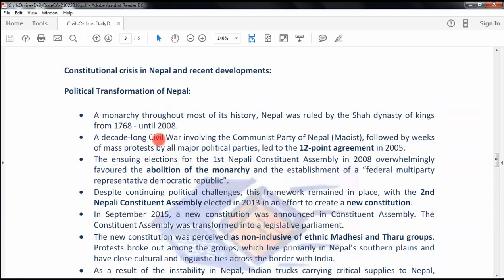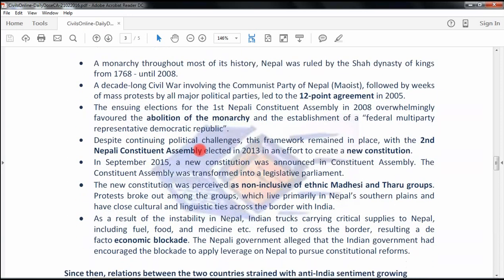Then there was a decade-long civil war involving the Communist Party of Nepal Maoist, followed by weeks of mass protests by all major political parties, which led to the important 12-point agreement in 2005. The ensuing elections for the first Nepali Constituent Assembly in 2008 favored the abolition of monarchy and establishment of democracy, that is, Nepal to be constituted as a federal multi-party representative democratic republic. Despite continuing political challenges in implementing the first Constituent Assembly's decisions, the framework remained in place.